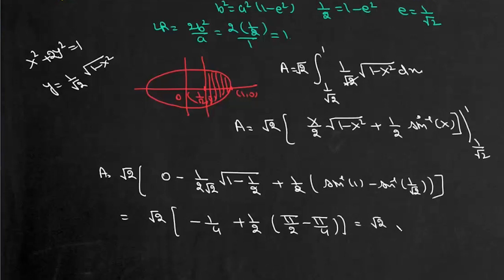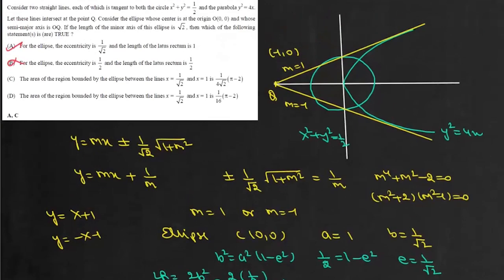So it is root 2 into pi by 8 minus 1 by 4, and we can write this as pi minus 2 upon 4 root 2 square unit. So the area between x equals 1 by root 2 and x equal to 1 is 1 upon 4 root 2 into pi minus 2, and that's your option C. So the correct options are A and C.